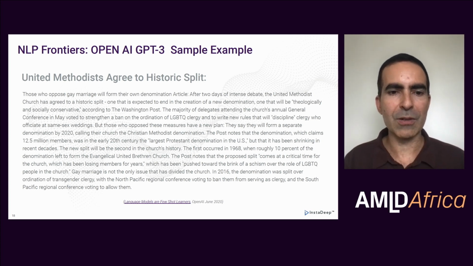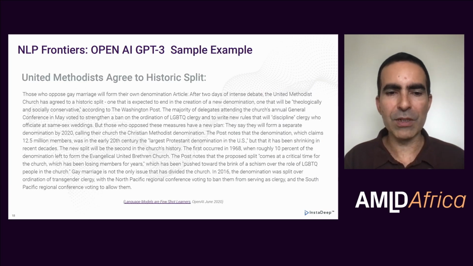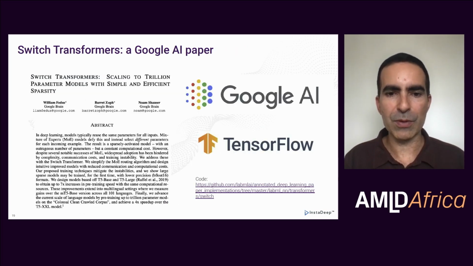Those articles are close to indistinguishable from real articles written by real journalists. And this is what you see on the graph here on the left. Your ability to discriminate between a real article written by a real journalist and a generated article written by OpenAI's GPT-3 is getting close to 50%, which means it's not better than random. So this is to really show you the potential and power of those models.